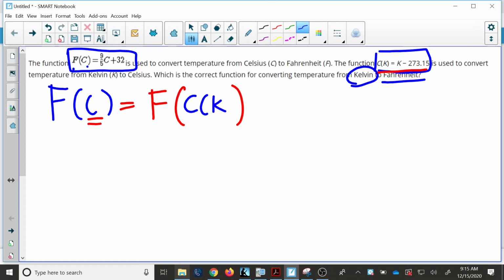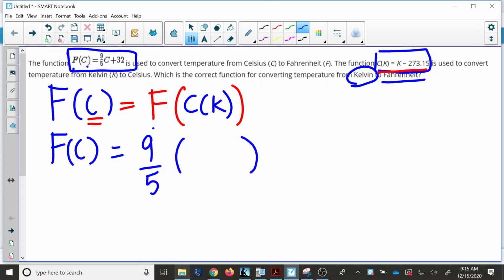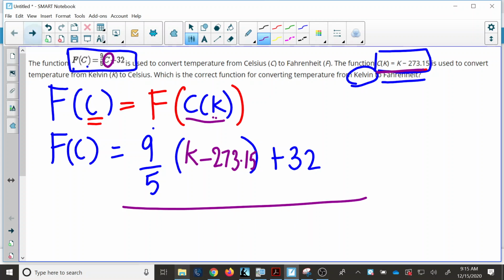c of k, okay? Which means the f function is like this: f of c is 9 over 5, c, I'm going to leave a blank space for c, plus 32. Now into this function, I am supposed to put the c of k, which is here. So instead of c, I'm going to plug in c of k, which is k minus 273.15. If you want, you can distribute the 9 over 5 into this parenthesis, or you can just leave it like that. Let's go to the next question.